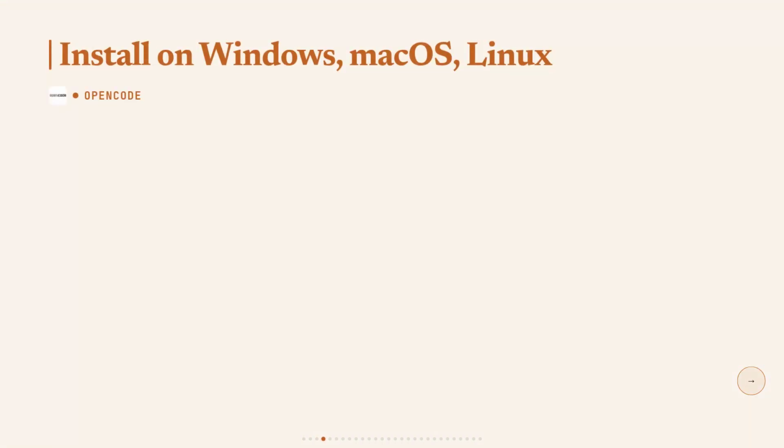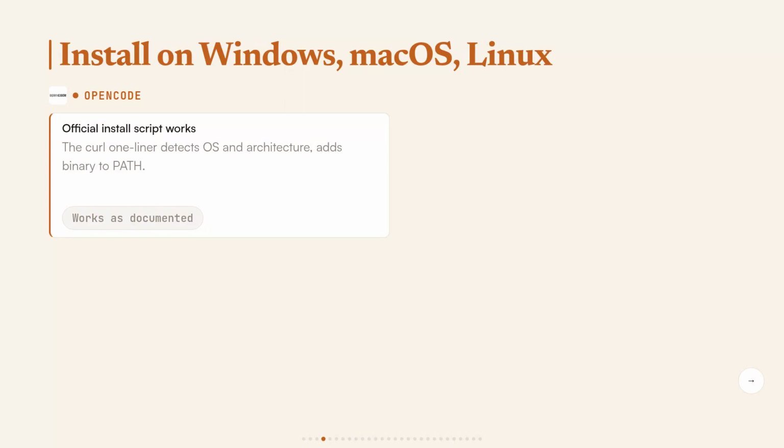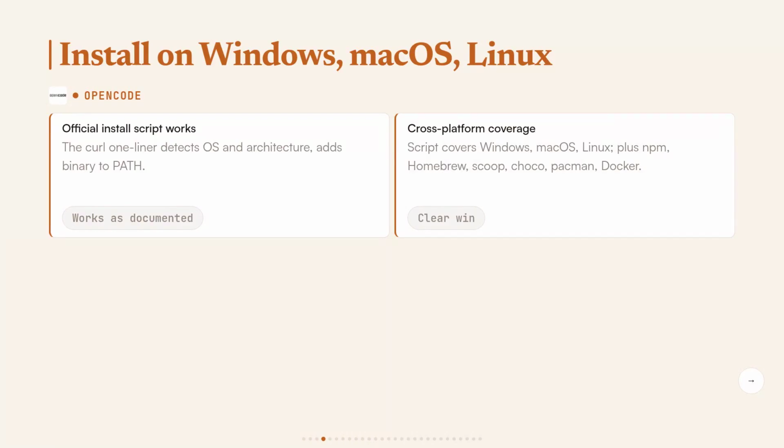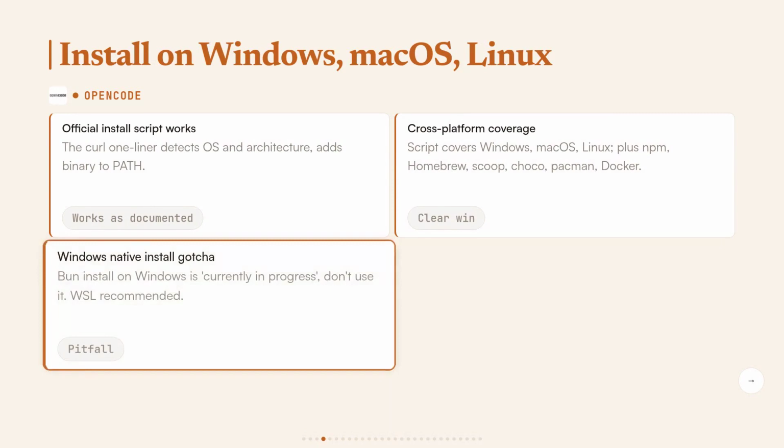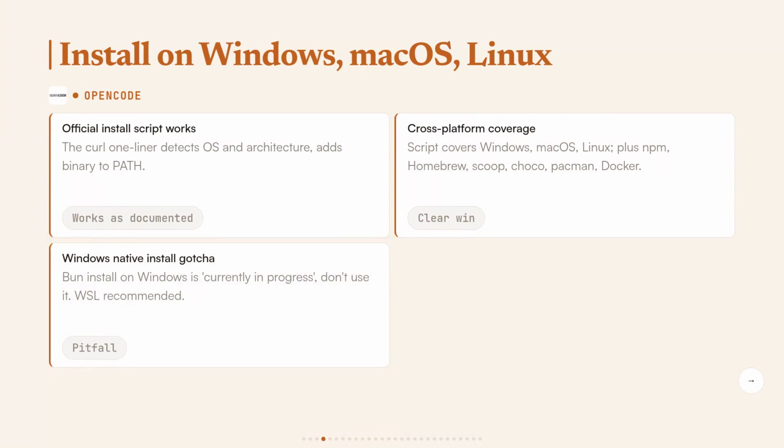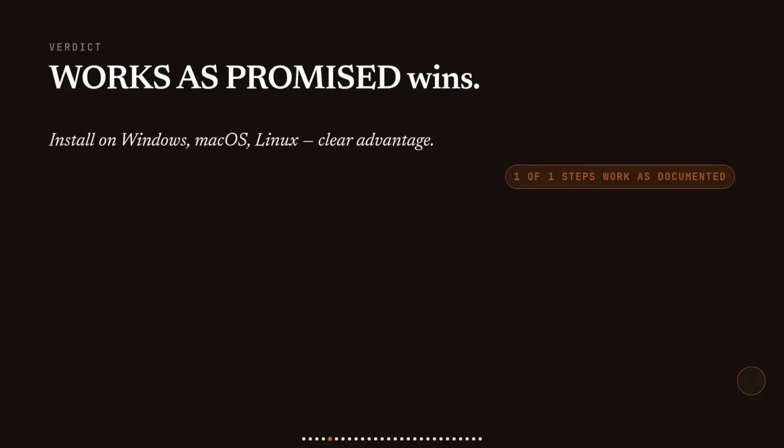I ran the official one-liner, curl -fsSL https://opencode.ai/install | bash, and it detected my OS and architecture, dropped the binary, and added it to path without any manual config. On macOS and Linux, that's clean. On Windows, the recommended path is WSL, because the Bun native install is still in progress and will leave you with nothing. Install works cleanly on macOS and Linux, and Windows works if you go WSL.